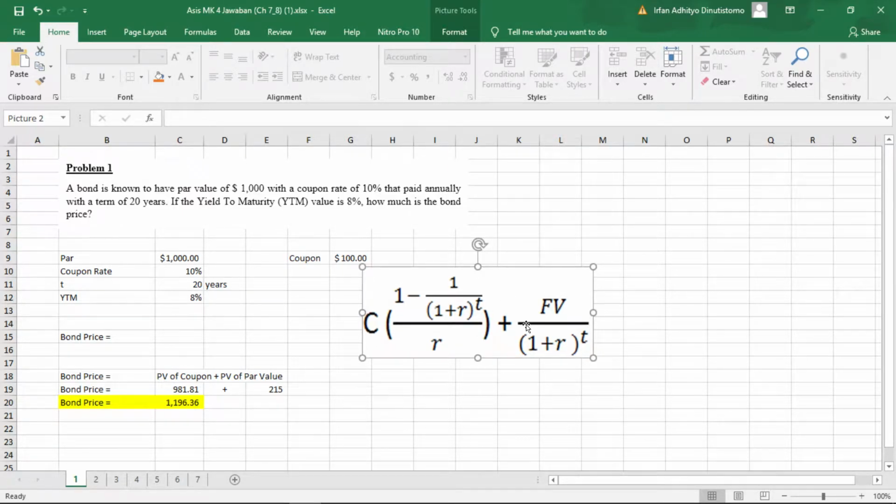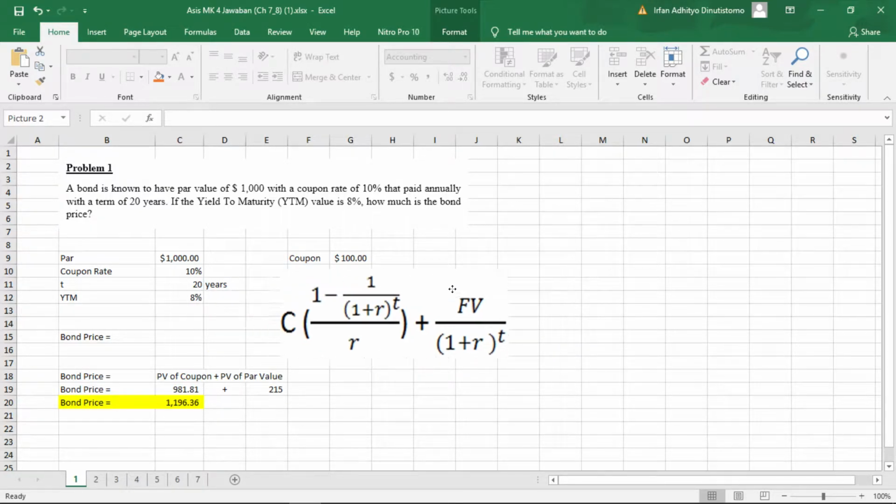We're using the annuity concept because it's a fixed payment with a specific period. If it's not specific, it's called perpetuity, right? So we use the annuity concept here to make the calculation quicker. You won't need to calculate the present value of the first year's cash flow and so on until year 20. You don't need to do that when you have the annuity concept right here.